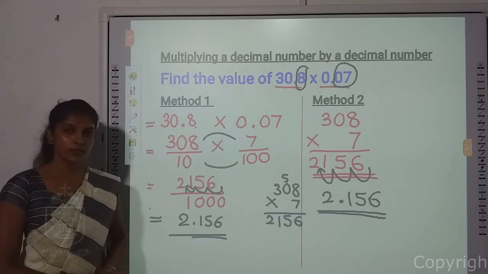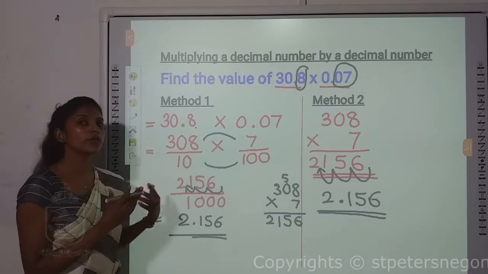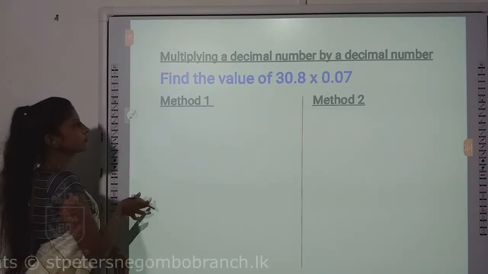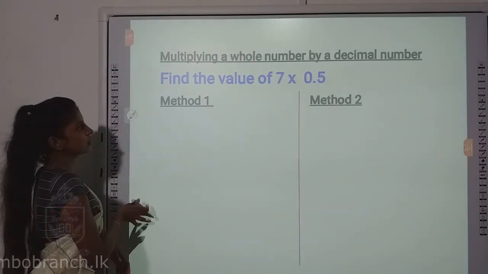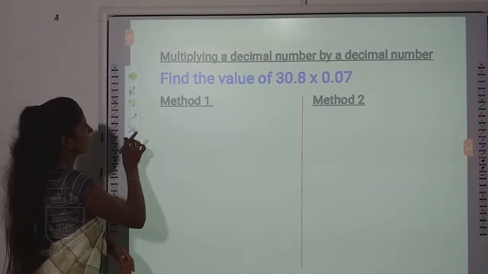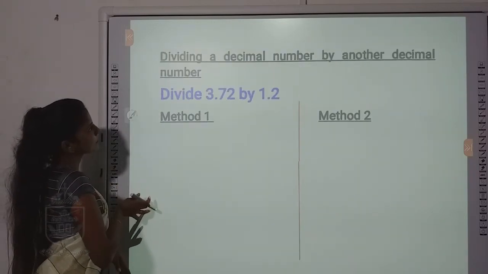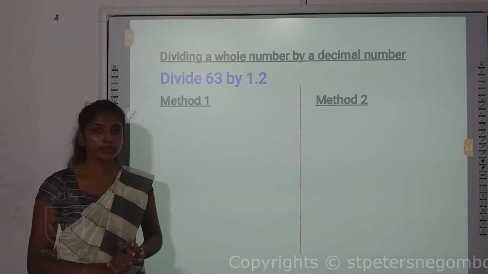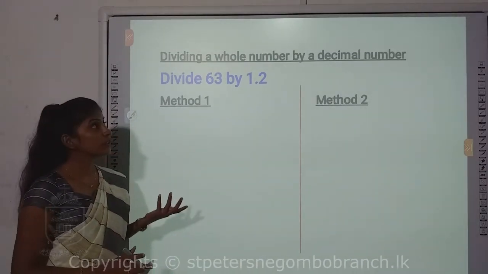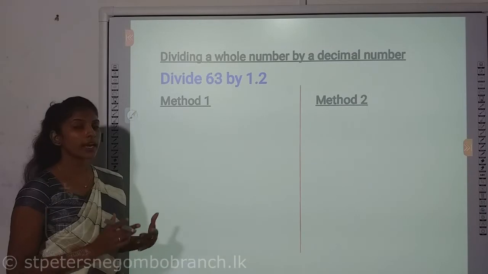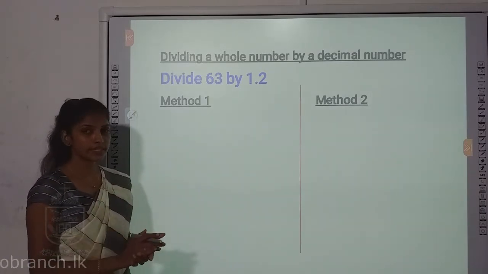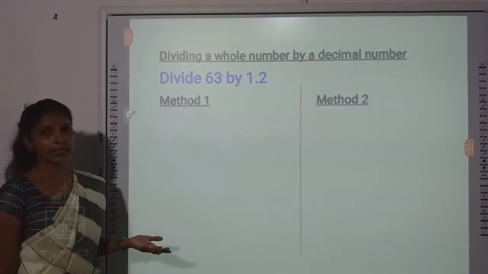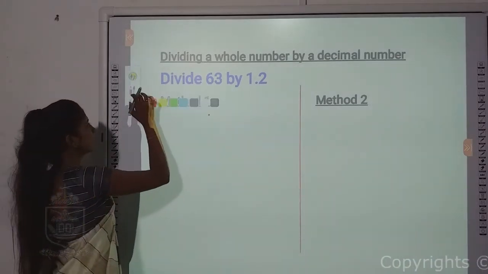Now we are moving to division. This is multiplication. Now we are moving to our last part, that is division. Okay, so here also we are going to do division under 2 topics. Division of a whole number by a decimal, and then next decimal by a decimal. So first see how we can divide a whole number by a decimal number. So let's see how we can divide.